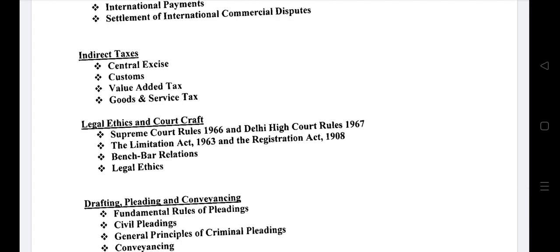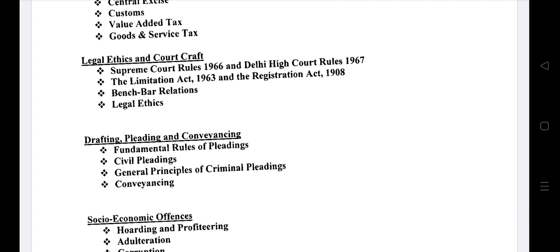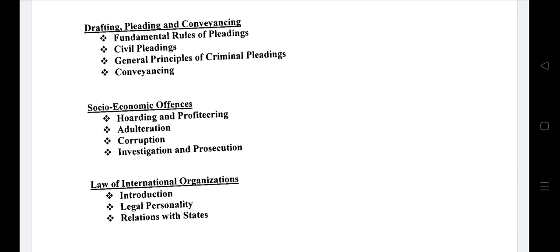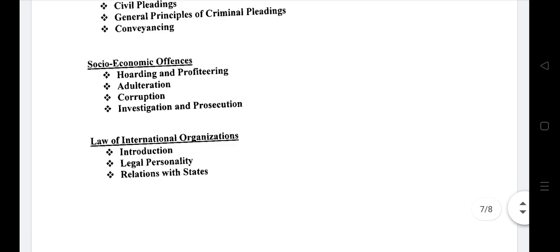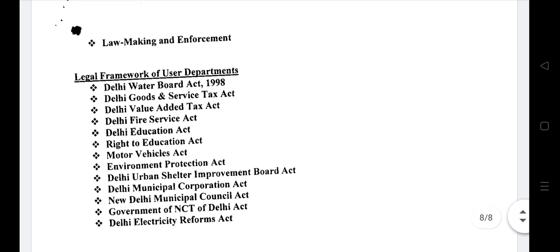the Registration Act, bench bar relation, legal ethics. Then you have to cover drafting, pleading and conveyancing, the fundamental rules of pleading, civil pleadings, general principle of criminal pleading, conveyancing, socio-economic offences, hoarding and profiteering, adulteration, corruption, investigation and prosecution, law of international organization, introduction, legal personality, relation with states, lawmaking and enforcement.